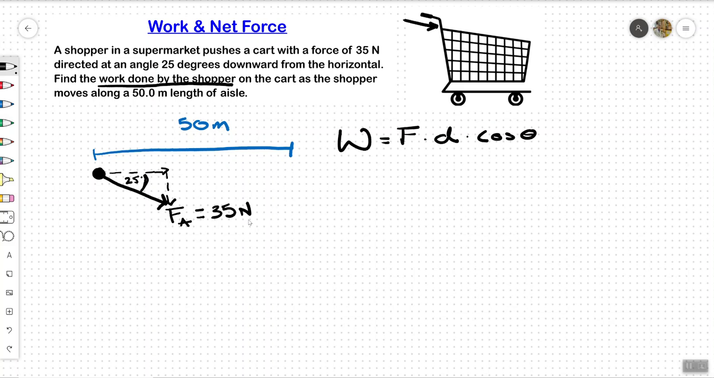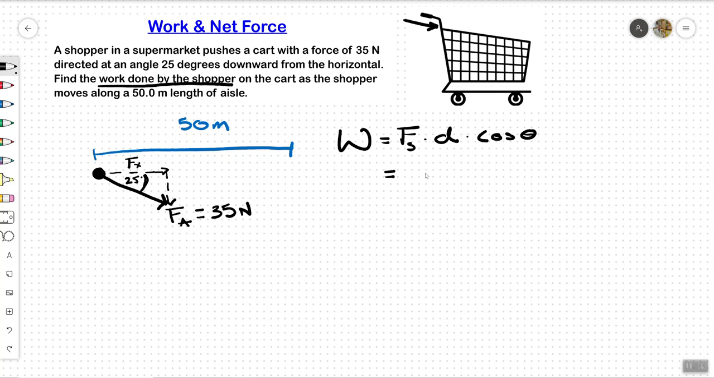Here's my applied force of 35 newtons down 25 degrees, and then it goes 50 meters horizontally. So we want to know the force of the shopper, which they tell us is 35 newtons. We know the displacement is 50 meters, and we do have an angle here. So the only force causing the cart to move horizontally, these 50 meters, is the x component of this. So we could solve for that x component and just multiply it by distance, but we can also do that all in one shot with this equation.